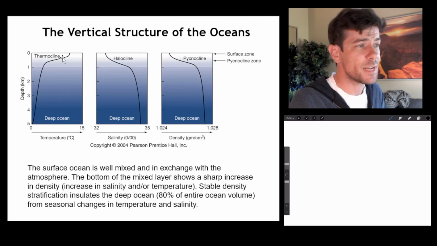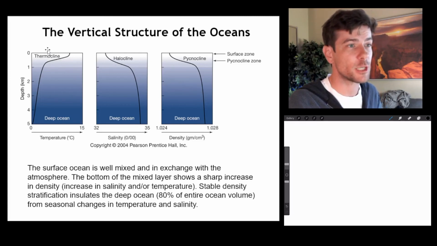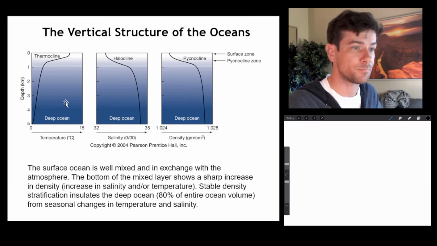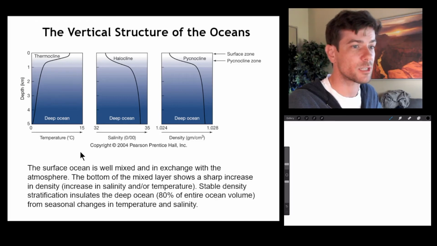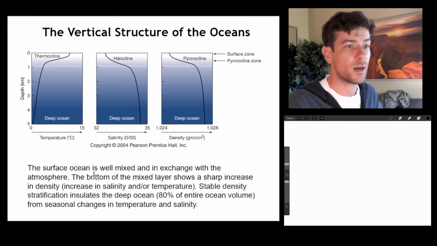And so you have these three areas of rapid change that differentiate the surface ocean from the deep ocean. As the text says, the surface ocean is well mixed in exchange with the atmosphere. Circulation is driven by wind-driven mixing. But the deep ocean water is not mixed by the wind. It shows a sharp increase in density related to salinity and temperature.